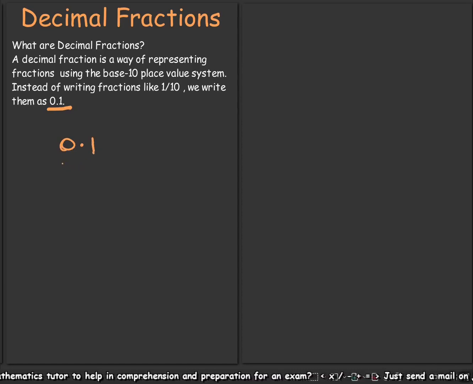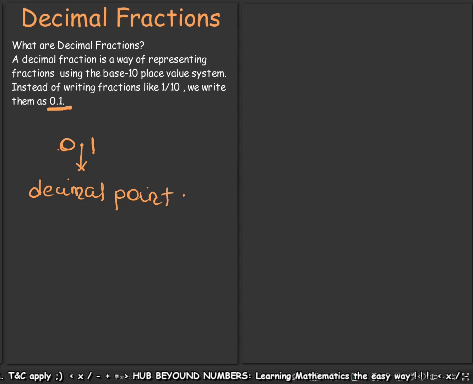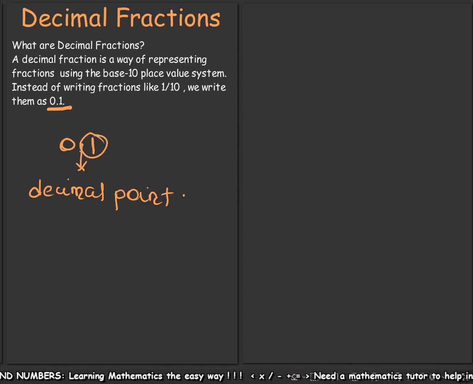Now you have to take note that if we have a decimal such as 0.1, the digits in the decimal are separated by a decimal point. And this here is the decimal point. With this being the decimal point, the digits to the left hand side are a whole number. And the digits to the right hand side represent your fraction part. So for a decimal notation, we have the whole number, the decimal point, and then the fraction part.